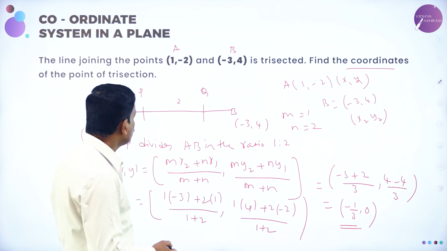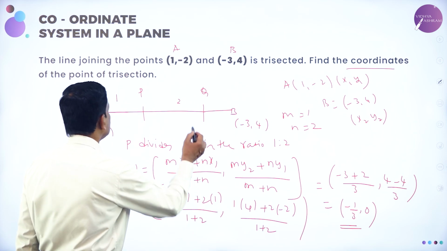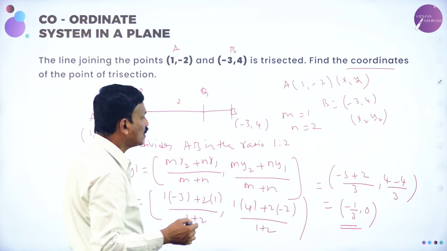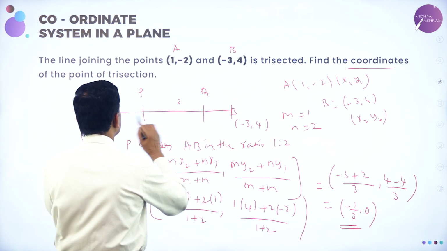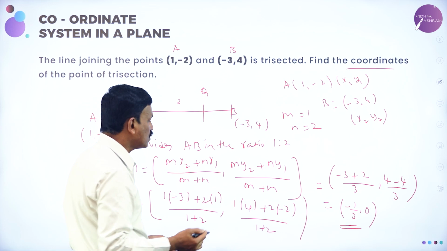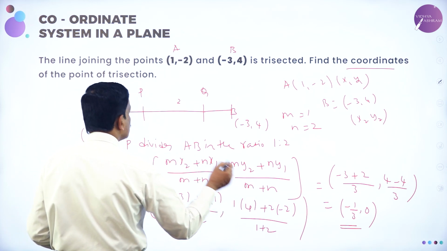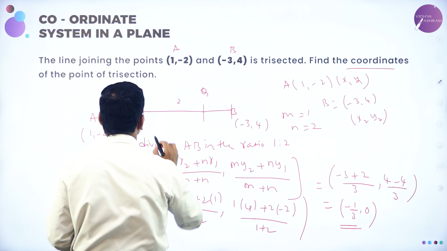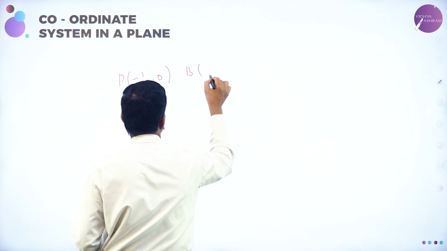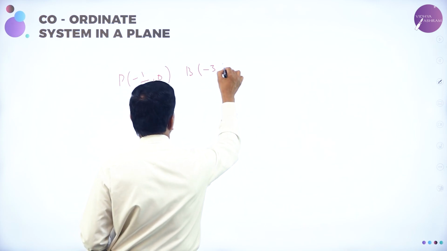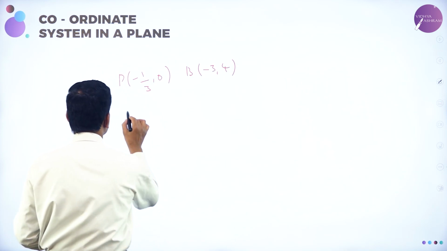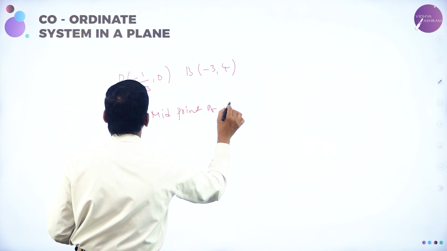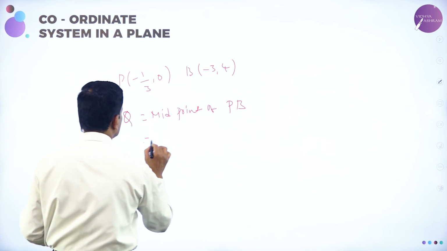Okay. Now this is one point. Now to find Q, if you observe carefully, this Q is the midpoint of PB. Just use the midpoint formula, you will get the value of Q. Otherwise, let Q divide AB in the ratio 2:1, use the same formula, you will get the answer. Now what is P? We have P is equal to (-1/3, 0), and what is B? B is equal to (-3, 4). So therefore this Q is equal to the midpoint of P to B. So what is the formula?